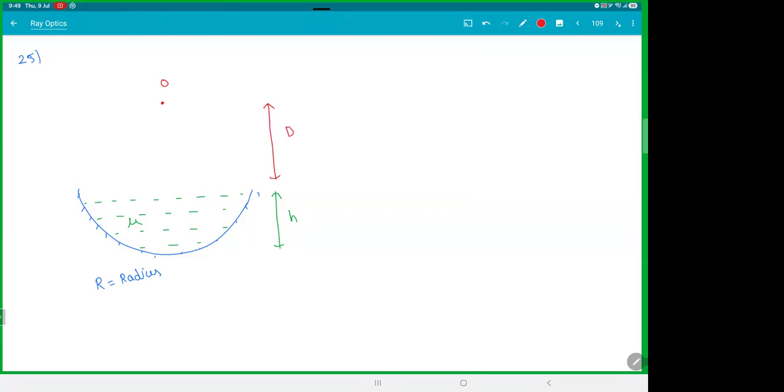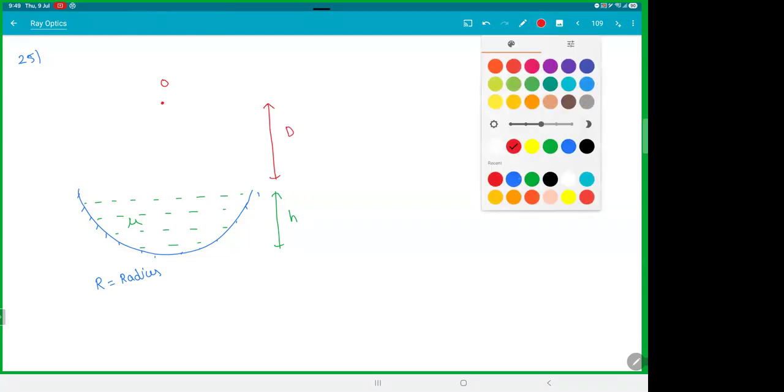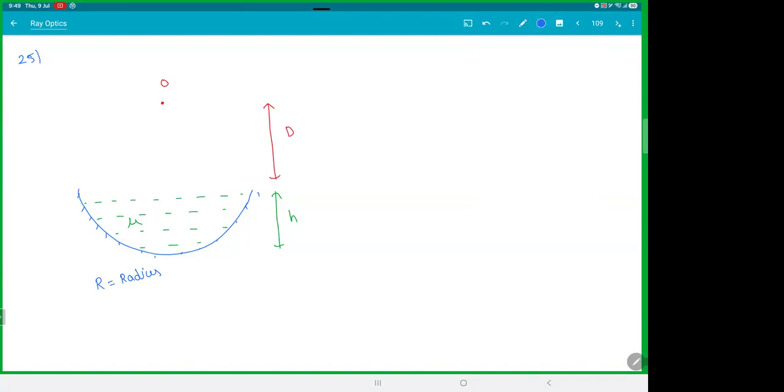So now what happened? This is a concave mirror filled with liquid. Find D if the final image forms on the object itself. Find the value of capital D if the final image falls on the object.